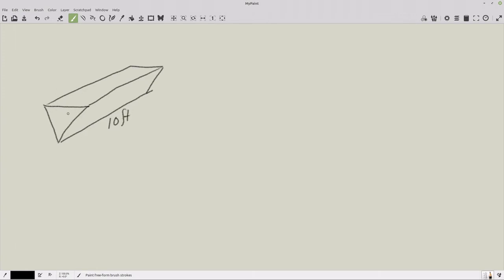And this is an isosceles triangle. The isosceles triangle has a 2-foot base, which is the top part here, so it's flipped upside down. And then the height, which is this center line here, is going to be 2.5 feet. Okay, this is a tricky one.